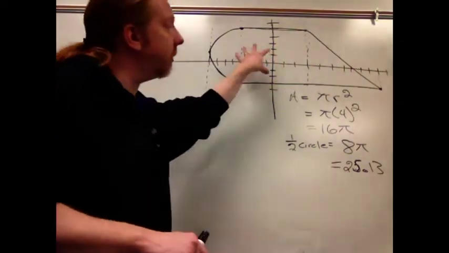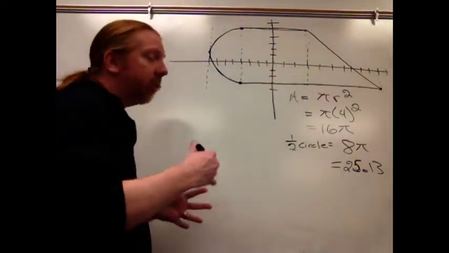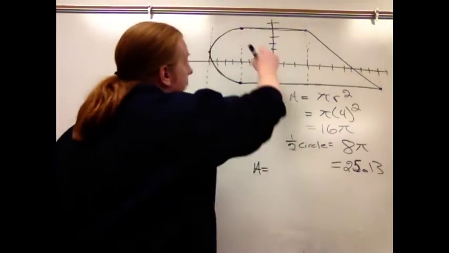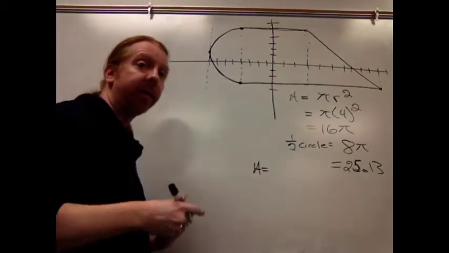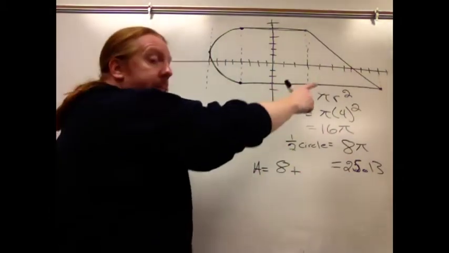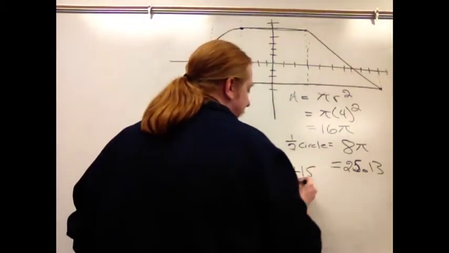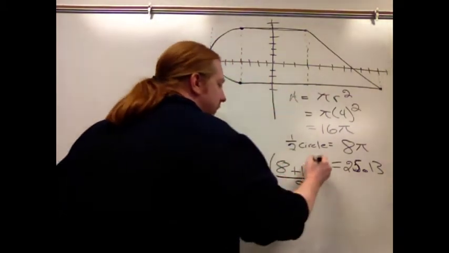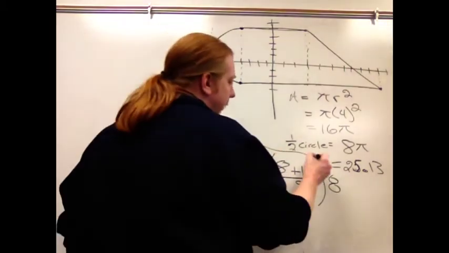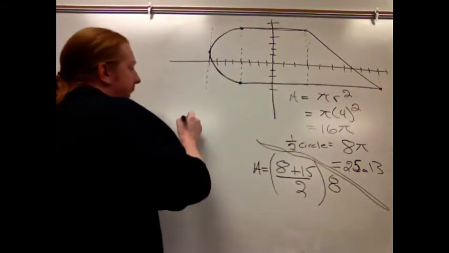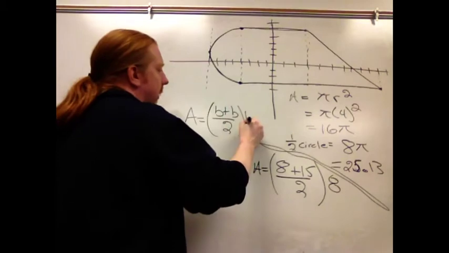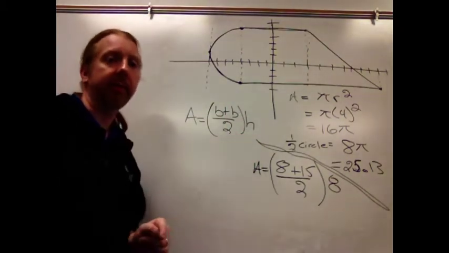Next, I need to get the area of this trapezoid here. So I'm going to use the same concept of applying my rules and some counting. The base across the top I can count off as 8 units. The base along the bottom I can count off as 15 units. Divide that by 2, and then multiply that by a height of 8. Because remember, the area of a trapezoid is the average of the two bases times the height.